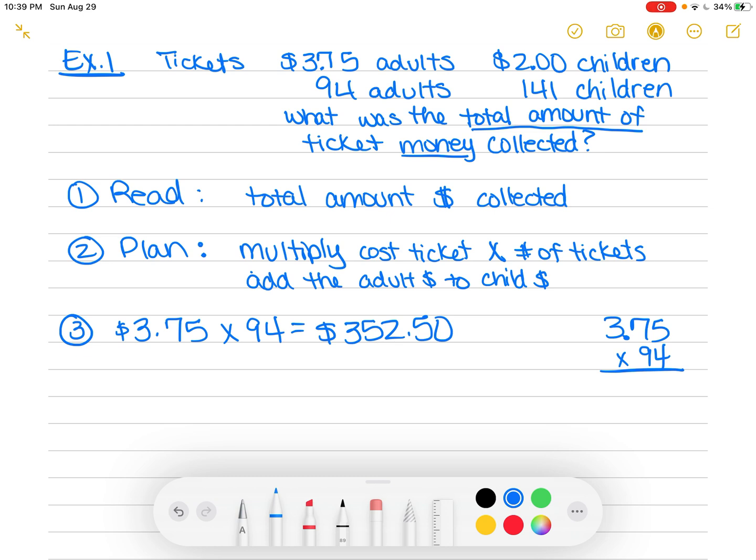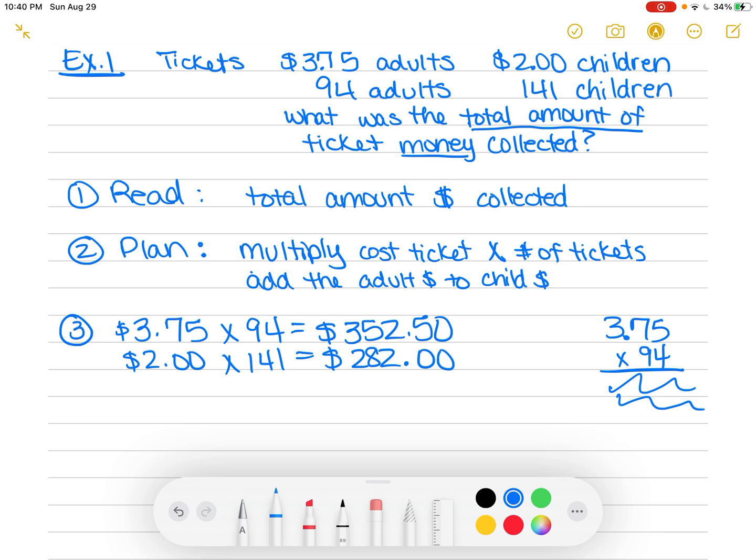Okay, so I did the adults. Now I'm going to do the kids. I'm going to do $2 times 141 kids. And that's going to give me $282. Now, if we were in class, I would probably be saying, pause and work this out off to the side and then give me the answer. But we can't do that because this is just being recorded.